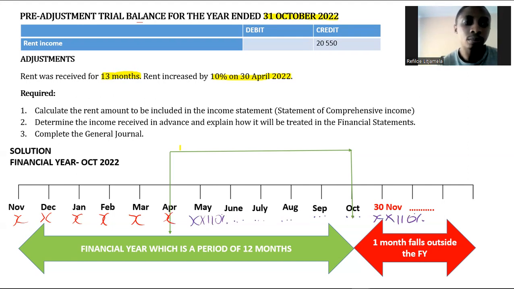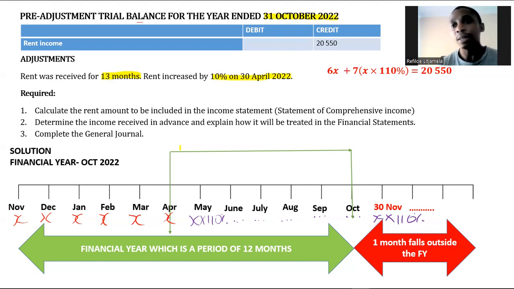Let's count the rates. It's 1, 2, 3, 4, 5, 6. So it was X for 6 months. And it was X times 110% for how many months? We have May, June, July, August, September, October, and November. Now that will be 7 months. So it was X times 110% for 7 months. When we add our total rent, it is supposed to give us 20,550.